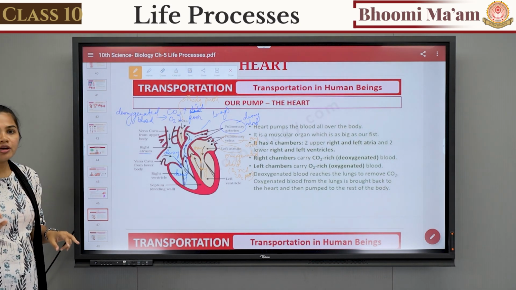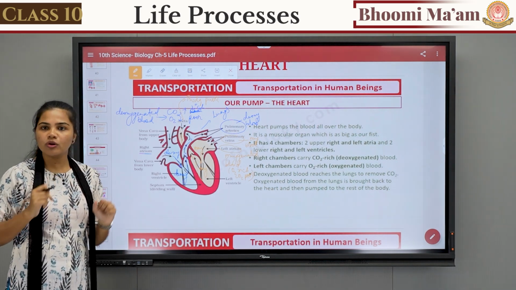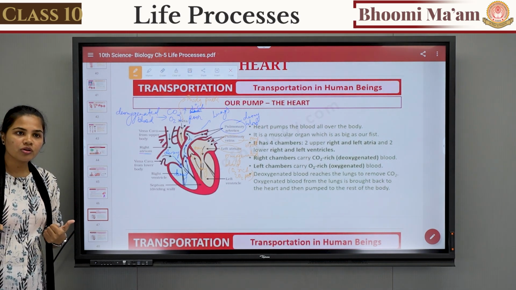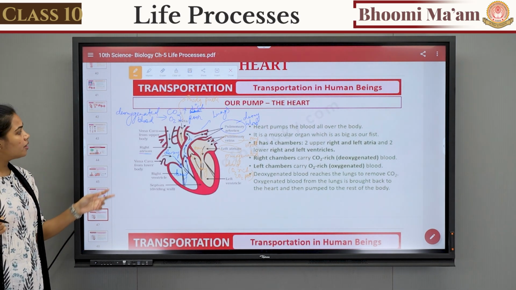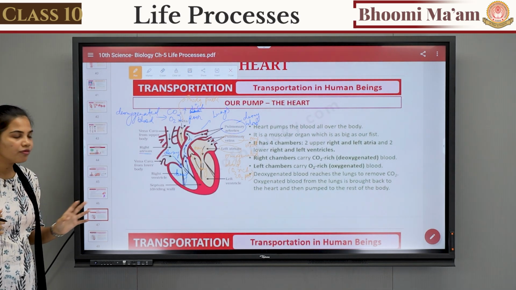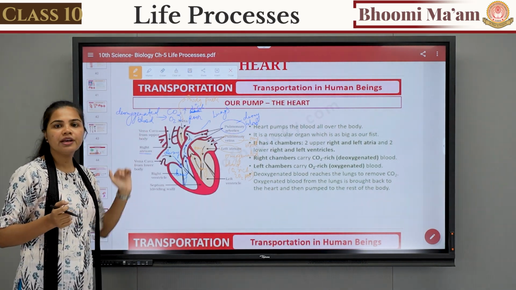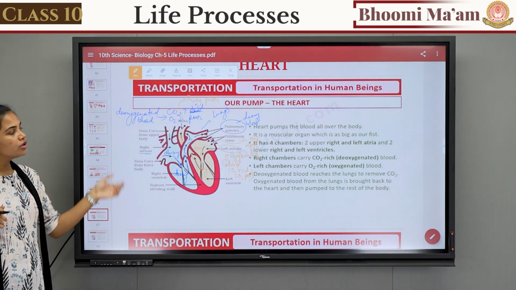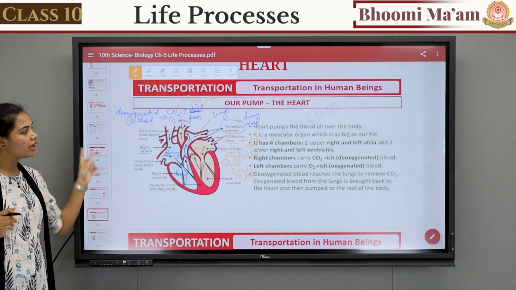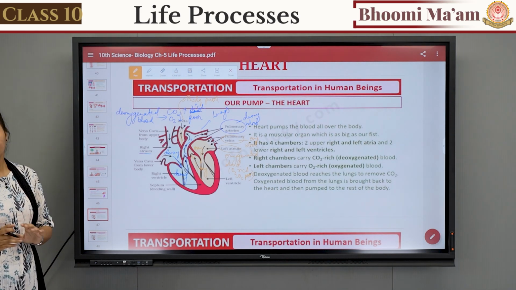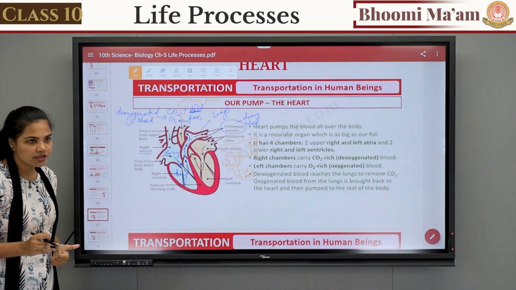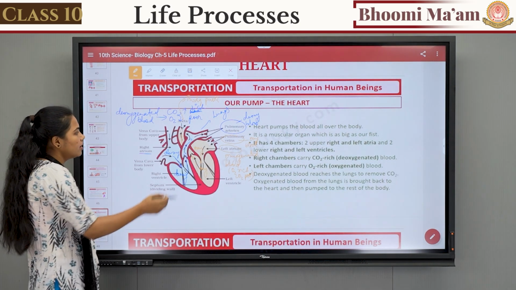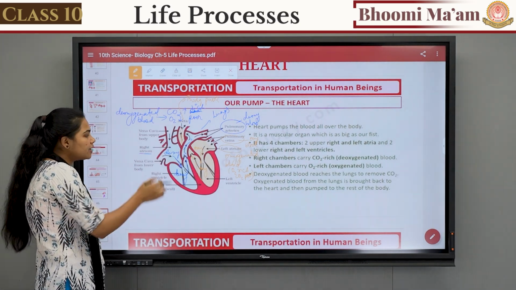The oxygenated blood from different parts of the body, it will give up the oxygen. Again it will become deoxygenated, right? That is oxygen poor and carbon dioxide rich blood. Again it will enter inside the right atrium via this vena cava, superior and inferior vena cava, from the upper body part as well as lower body part. Fine. So 2 times this is taking place. So that is why it is known as what? Double circulation. Fine. It is known as what? Double circulation.